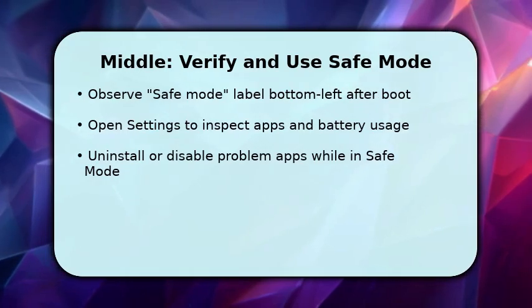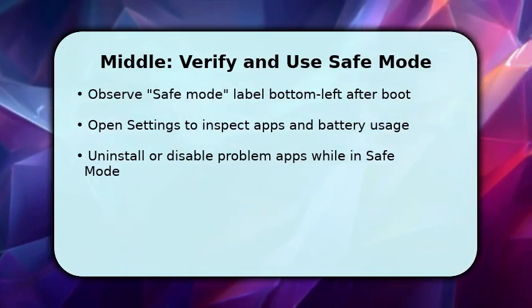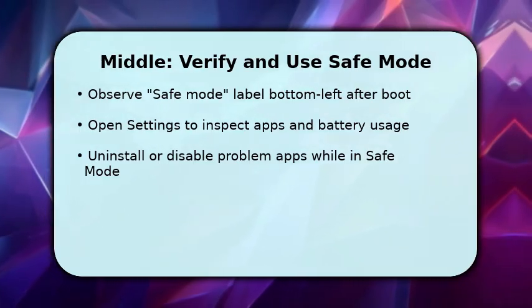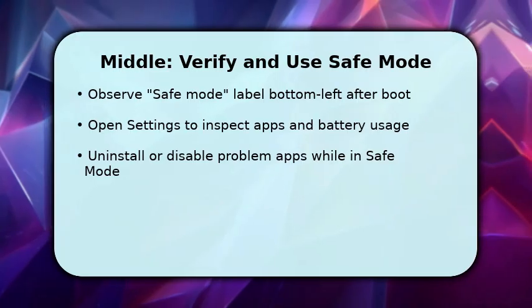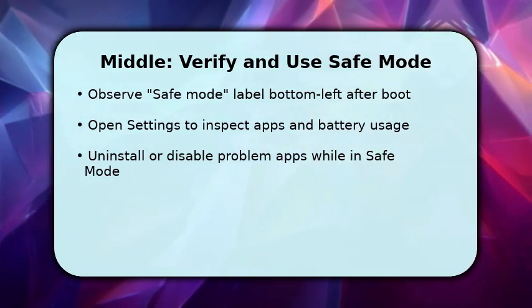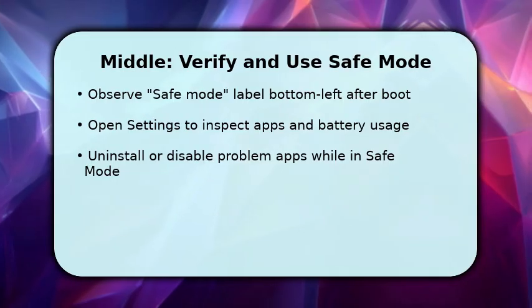After the phone restarts, verify that safe mode is active by checking the lower left corner for the label. This confirms only system apps run. Now navigate to Settings, then Apps or Installed Apps to inspect recent installs and battery draining entries. This is how you isolate culprits.